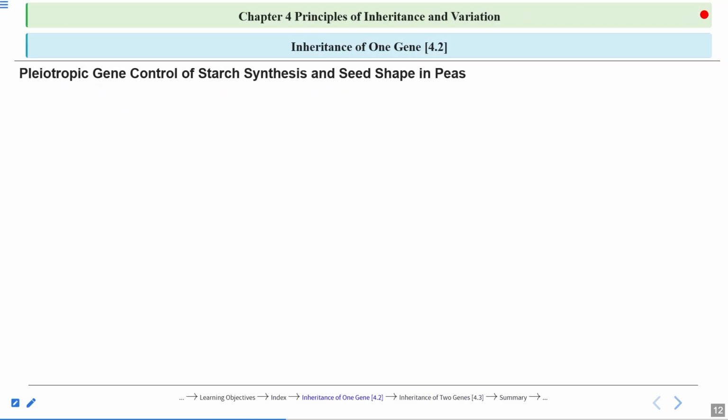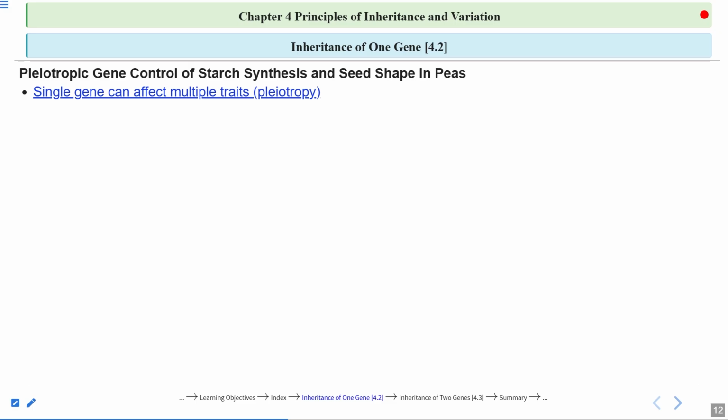Now let's talk about the pleiotropic gene control of starch synthesis and seed shape in peas. Okay, so we'll discuss pleiotropy. There is a separate section in the book regarding pleiotropy, but here also we are discussing pleiotropy with reference to starch synthesis and seed shape in peas. So first of all, what is pleiotropy? When a single gene affects multiple traits, this is known as pleiotropy.